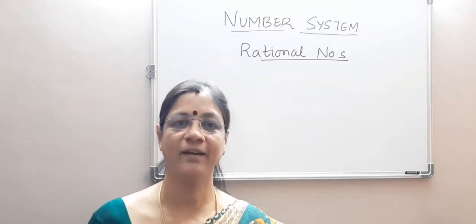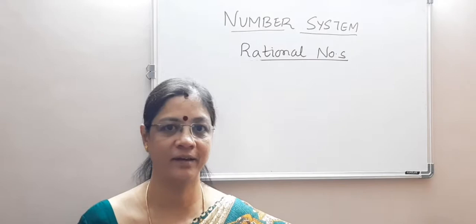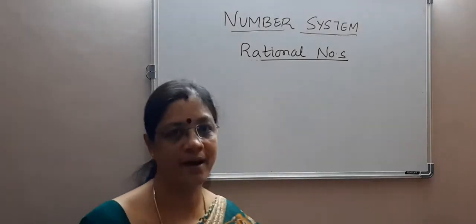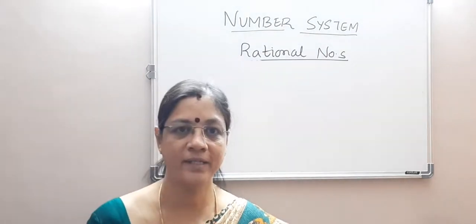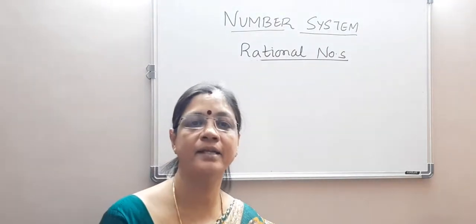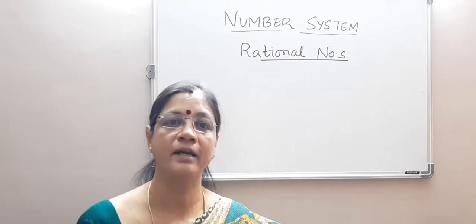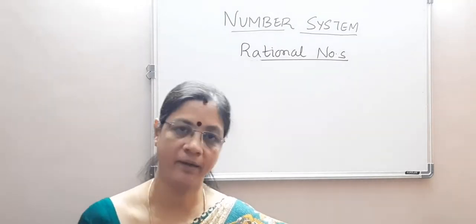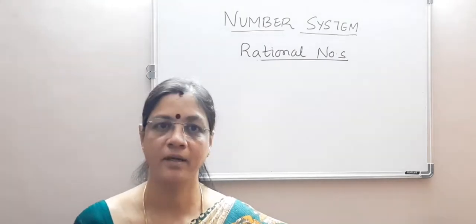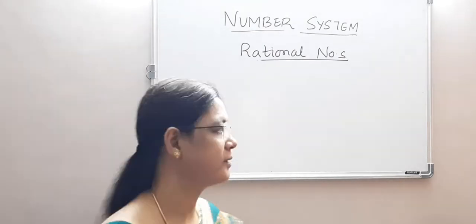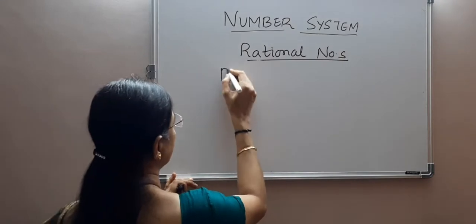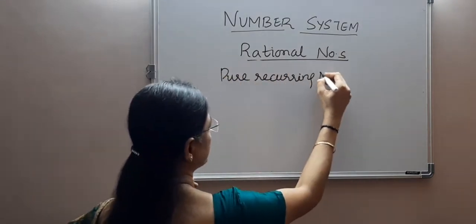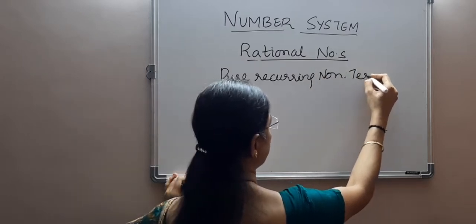We are seeing rational numbers in these classes, and this part also deals with rational numbers. We have been seeing rational numbers and their decimal expansions, isn't it? In the last class we have seen up to pure recurring decimal numbers as rational numbers. So now we'll continue with that. Pure recurring non-terminating rational numbers we have been seeing, isn't it?